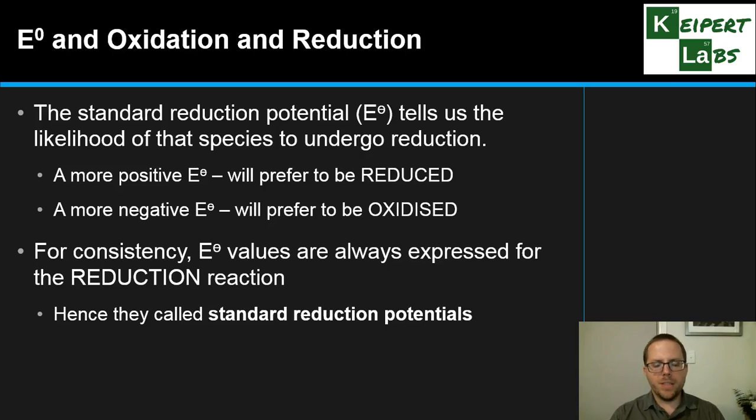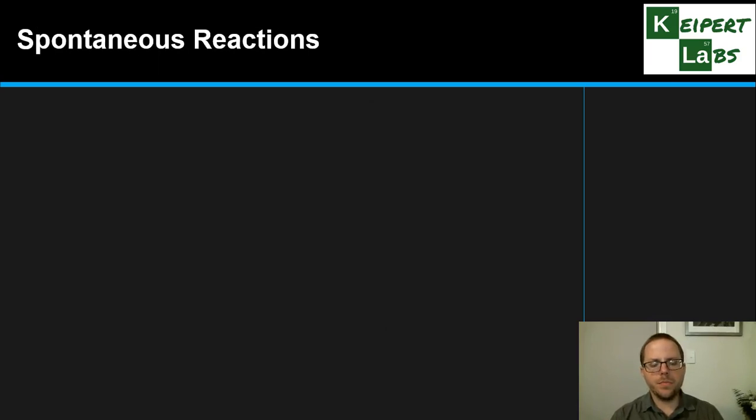So we're always expressing these values for the reduction reaction, which is why we call them standard reduction potentials. We know that not all processes are always going to be reductions, because that can't work, but we report these values all in the same way for consistency. Then we can take those and work with them to calculate voltages, and we'll look at that in the next video.